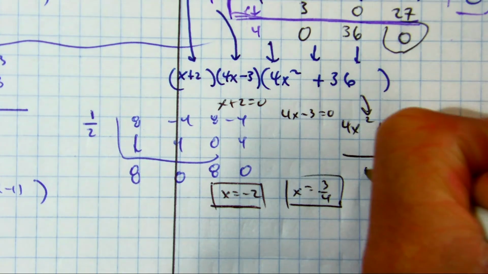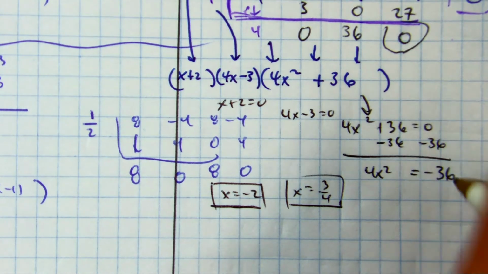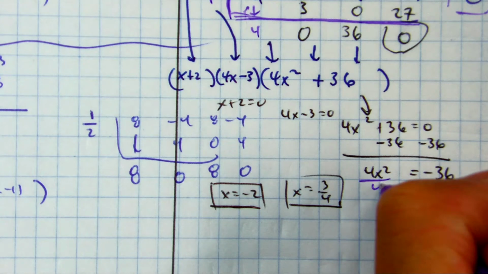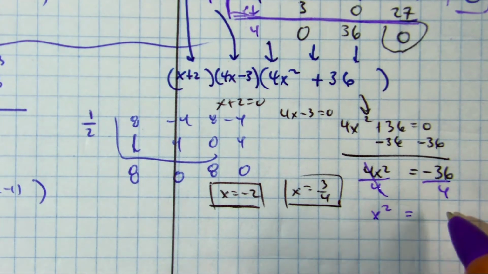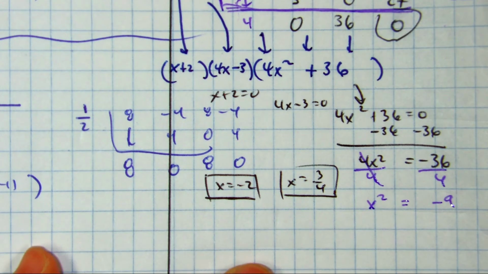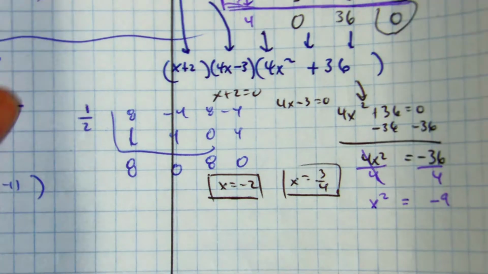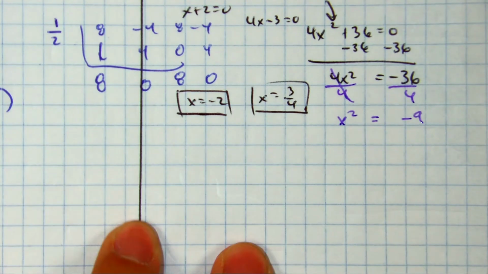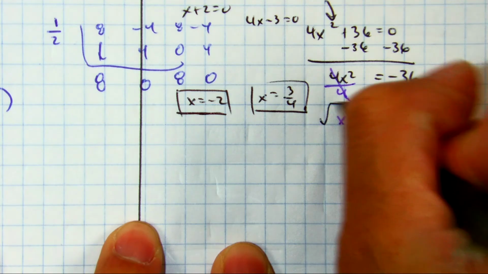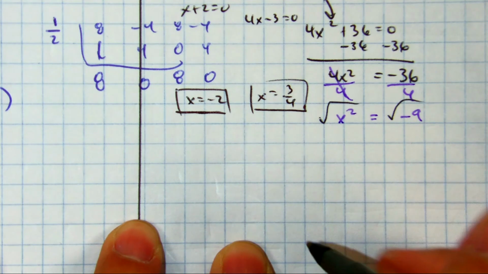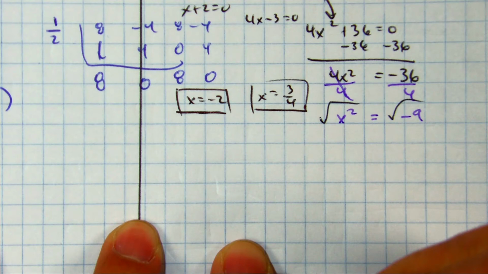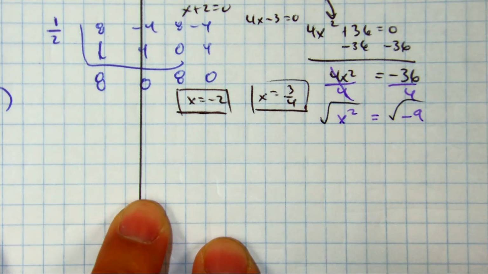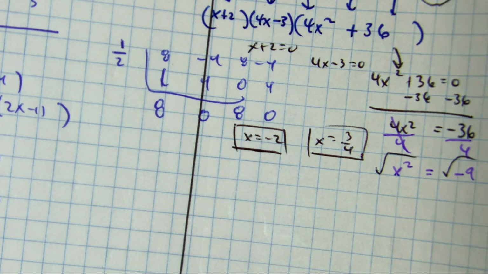Keep going. Divide by 4. What do you get? -9. Keep going. Yes, Pablo. Keep going. Everyone talk to your partner. 10 seconds, go. What would you do? How do you solve that?